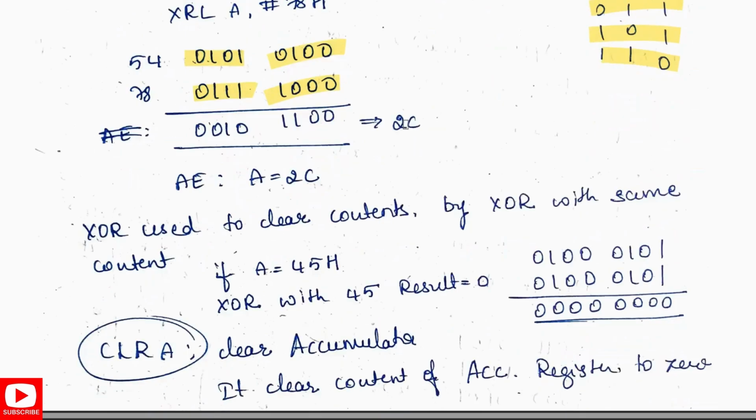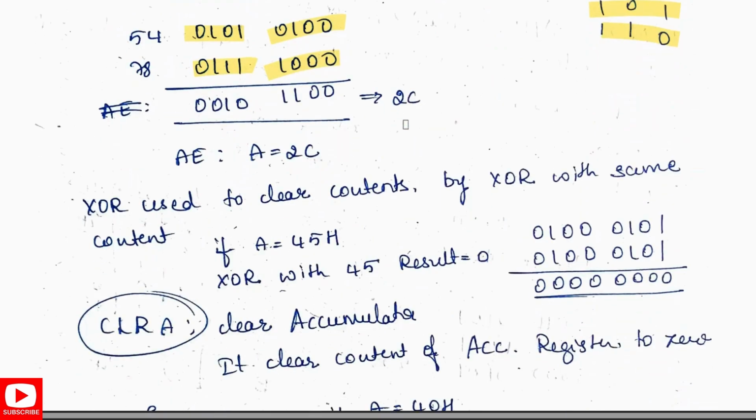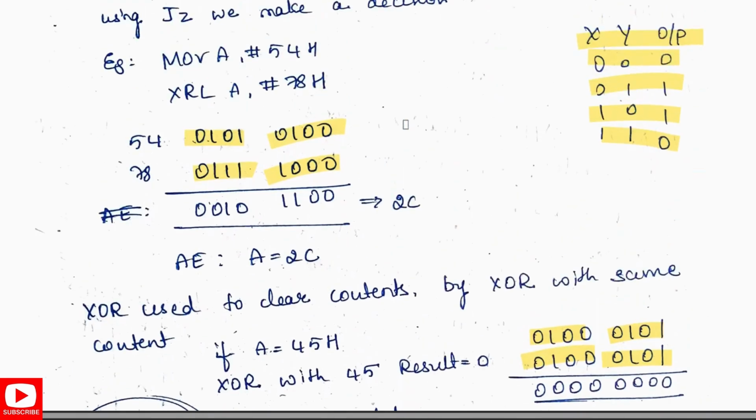XOR is also used to clear the contents by XORing with the same content. So if we have 45H and XOR it with 45H, we get the result 0. That is 45 and 45; 1 and 1 from the table is 0. So it comes to 0.